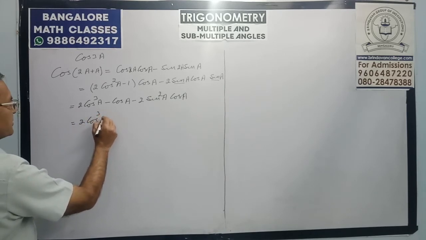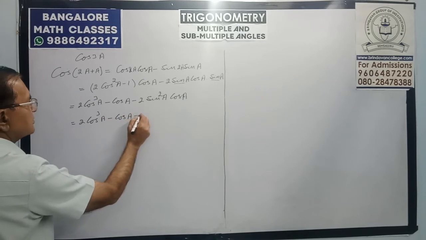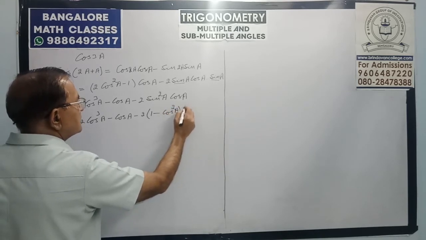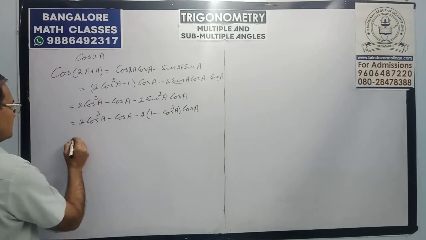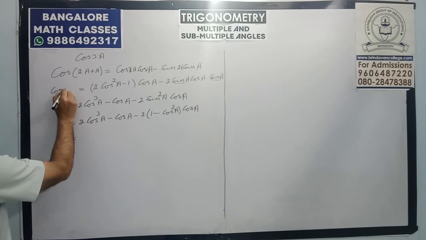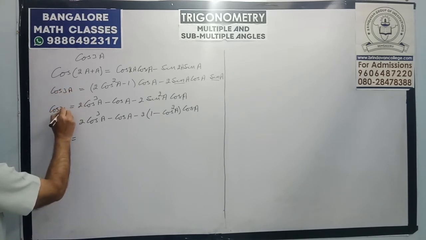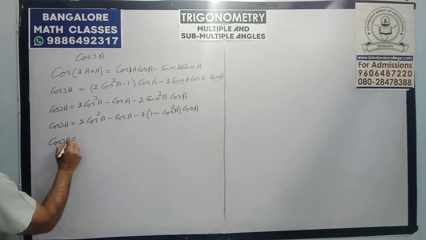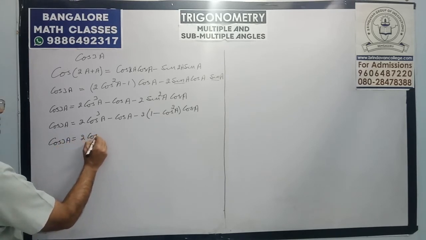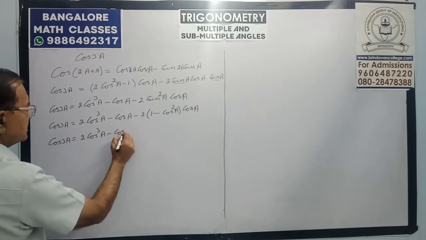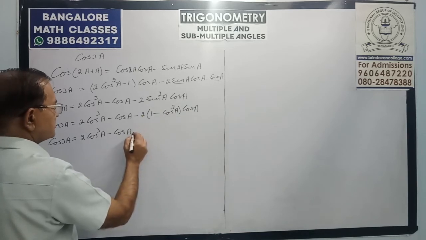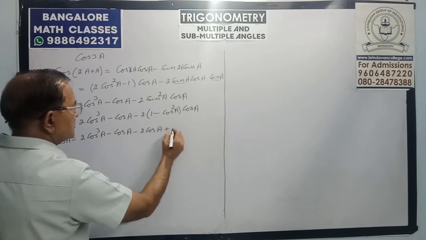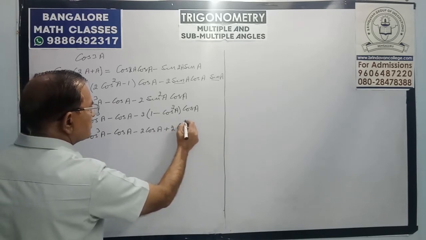Equals 2 cos cube a minus cos a, minus 2 sin square a. Put it as 1 minus cos square a, into cos a. Equals, here we are getting cos 3a equals 2 cos cube a minus cos a, and here by multiplying we will get minus 2 cos a and minus minus plus 2 cos cube a.